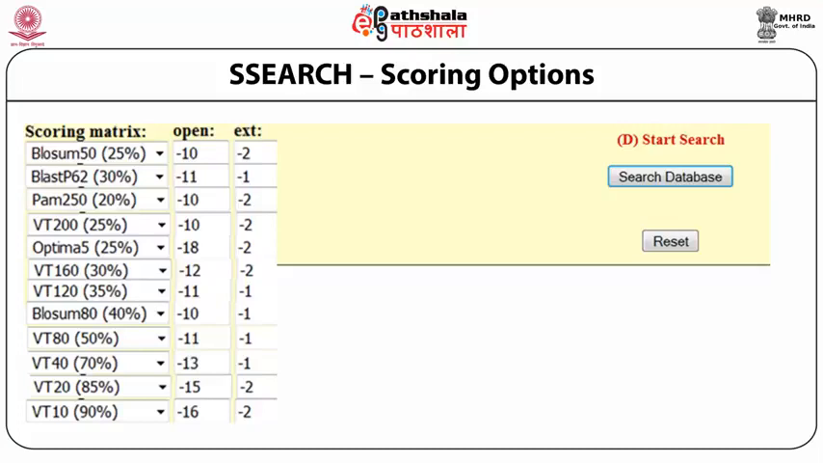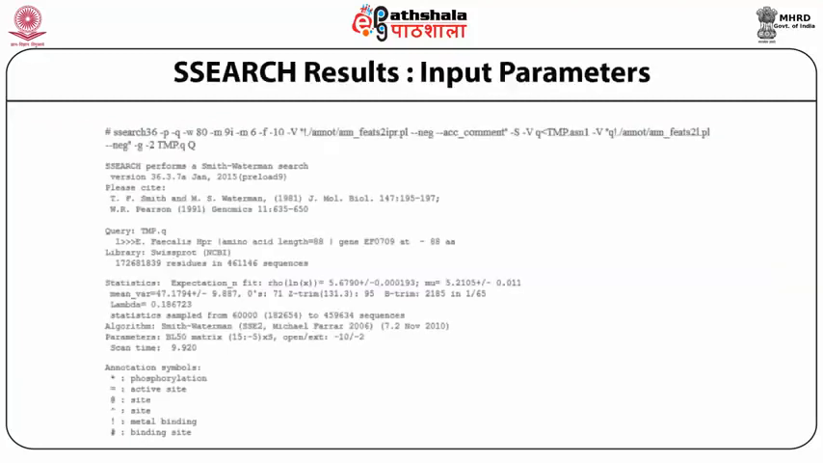On clicking the search button, that is the search database button, in Section D, the results appear in the ensuing window. The first section reports the input parameters including the query sequence length, scoring scheme used, etc., including annotation symbols. For example, annotation symbols for phosphorylation, that is a star, active site, that is an equal to sign, another site at the rate of sign, metal binding site, and binding site are denoted by symbols. For example, binding site using the hash symbol.